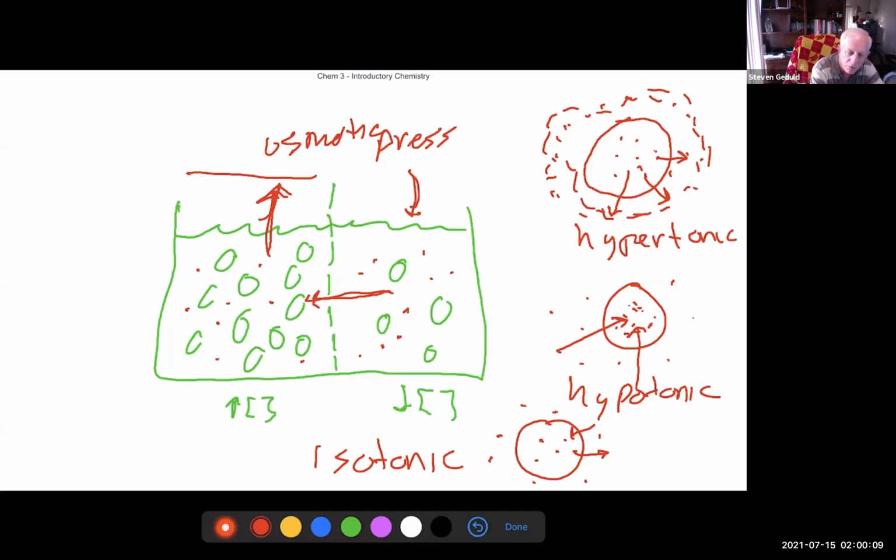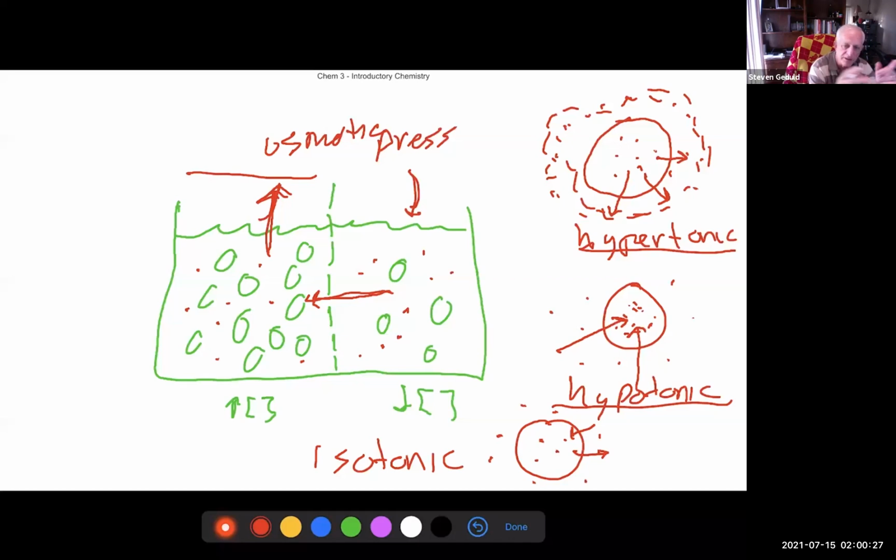Okay, so hypertonic is too many solute particles around the blood cell. Hypotonic is too few. Hypertonic, the red blood cell shrivels up and becomes non-functional. Hypotonic, all the water goes in, and the red blood cell expands until it blows up. Isotonic, water comes in and out at the same rate with no change. And your patient's much happier that way.